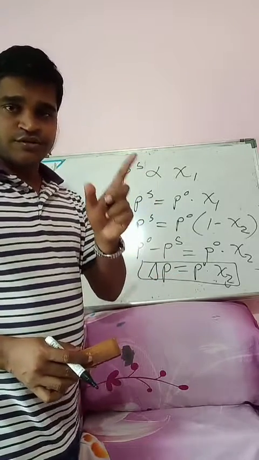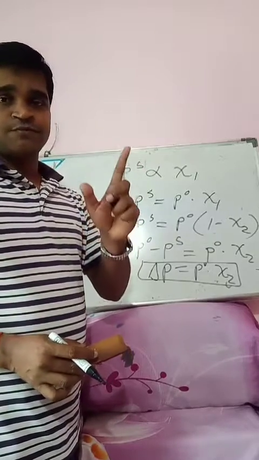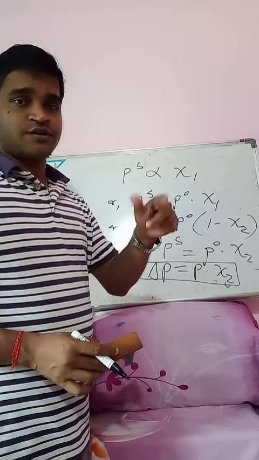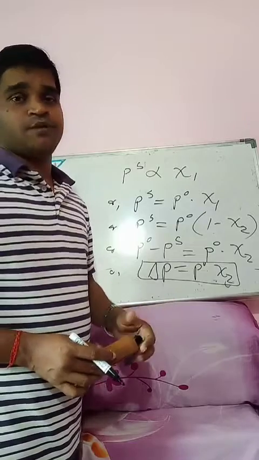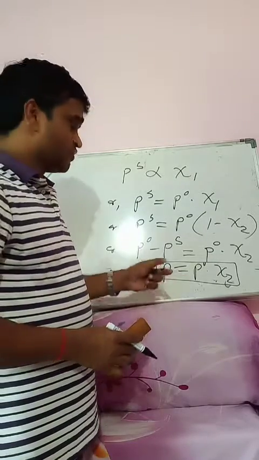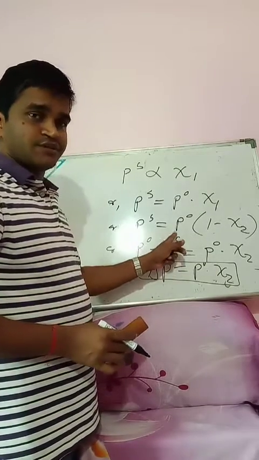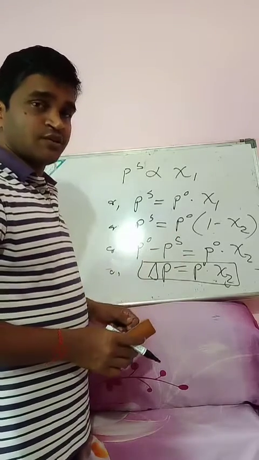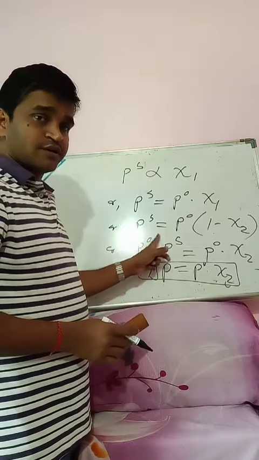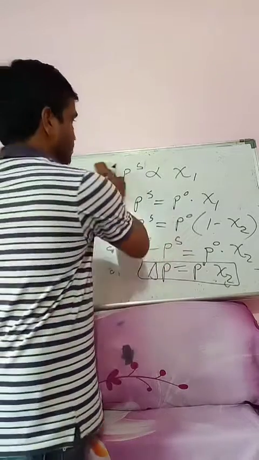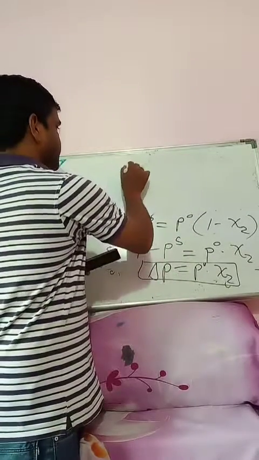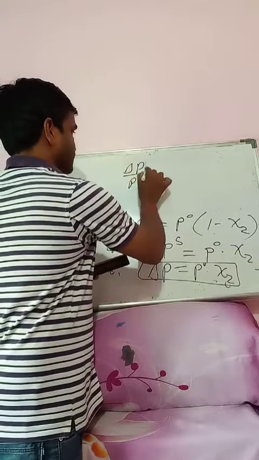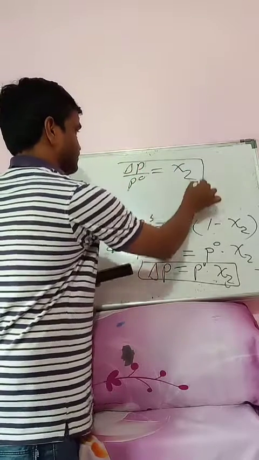The lowering in vapor pressure means it is the difference of vapor pressure of a pure solvent and vapor pressure of solution. So delta P means P naught minus Ps. P naught is vapor pressure of a pure solvent, Ps is vapor pressure of solution. Not for pure solvent, S for solution. Or we can write delta P by P naught equal to xi2.